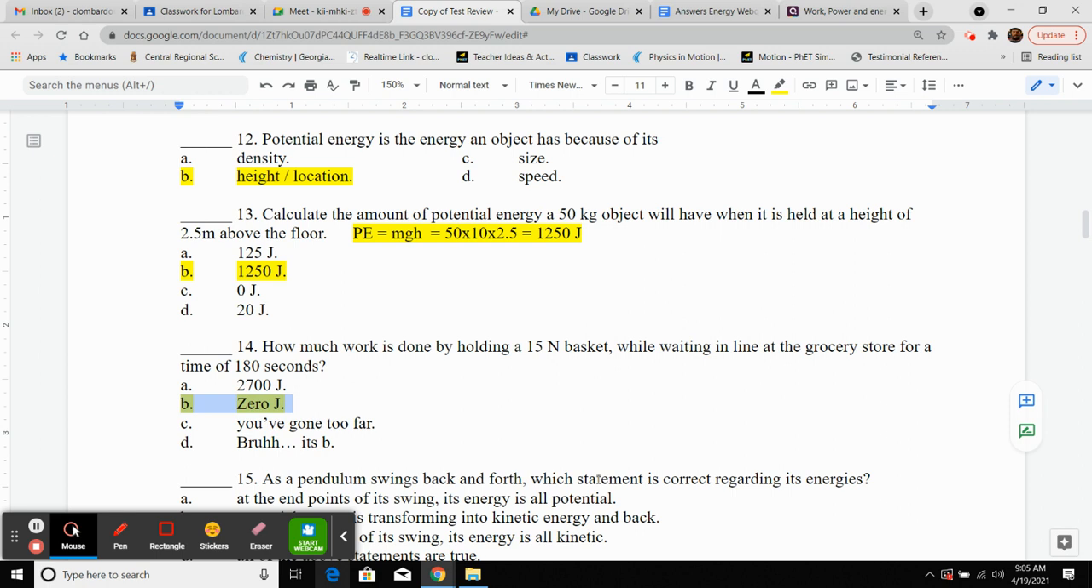2,700 joules, 0 joules. C, you've gone too far. D, bruh, it's B. This was an old test that I had given, and I had kids actually put D down as an answer. I mean, they're not wrong. It is B, bro. It's the zero. The answer is B. So you write B, not D.